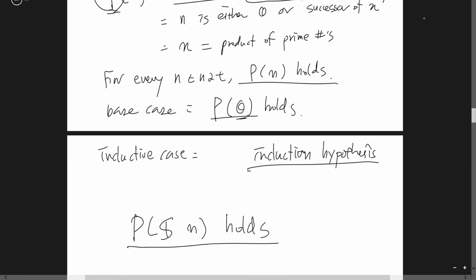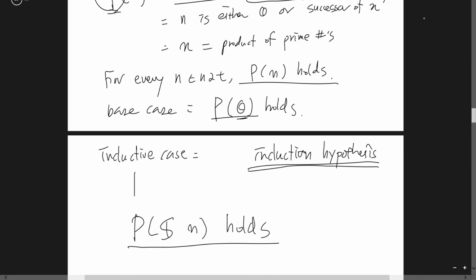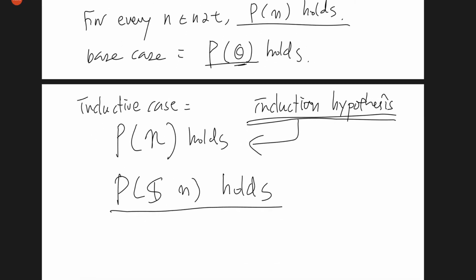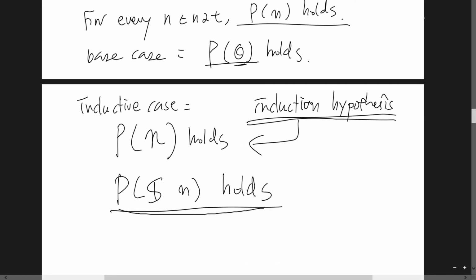So as induction hypothesis, we assume that P holds for the smaller element, which is n. So this is the induction hypothesis. And then the problem is reduced to showing that this property holds for successor n by exploiting this induction hypothesis.